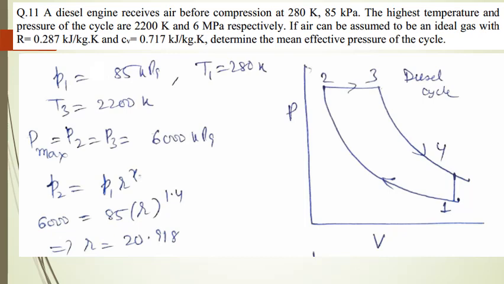Now we have drawn the PV diagram for the diesel cycle. P1 equals 85 kilopascal, T1 equals 280 Kelvin. Now the value of T3 is equal to 2200 Kelvin. Now the value of Pmax, which is equal to P2 and which is also equal to P3, is equal to 6000 kilopascal. Now P2 is equal to P1 into R raised to power gamma. So the value of R that is calculated with the help of this expression comes out to be 20.918.